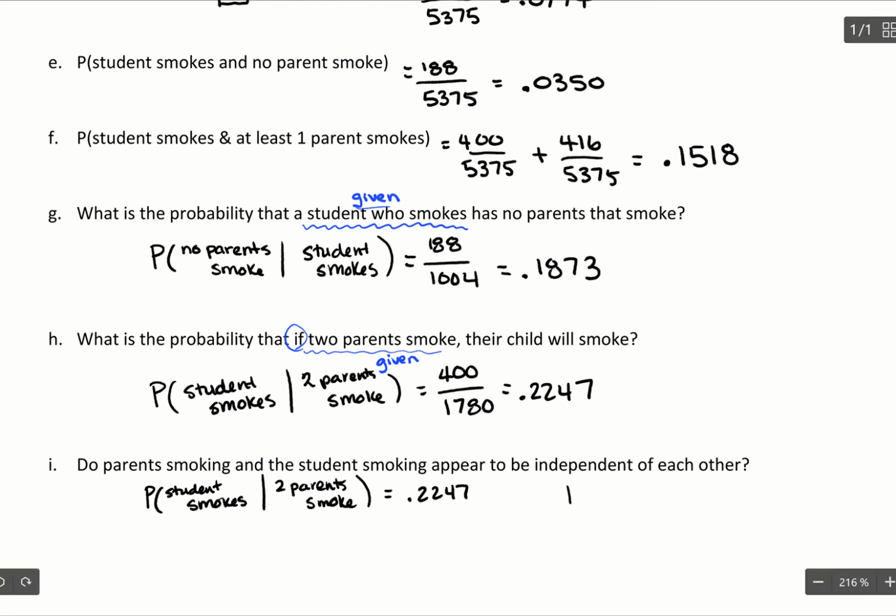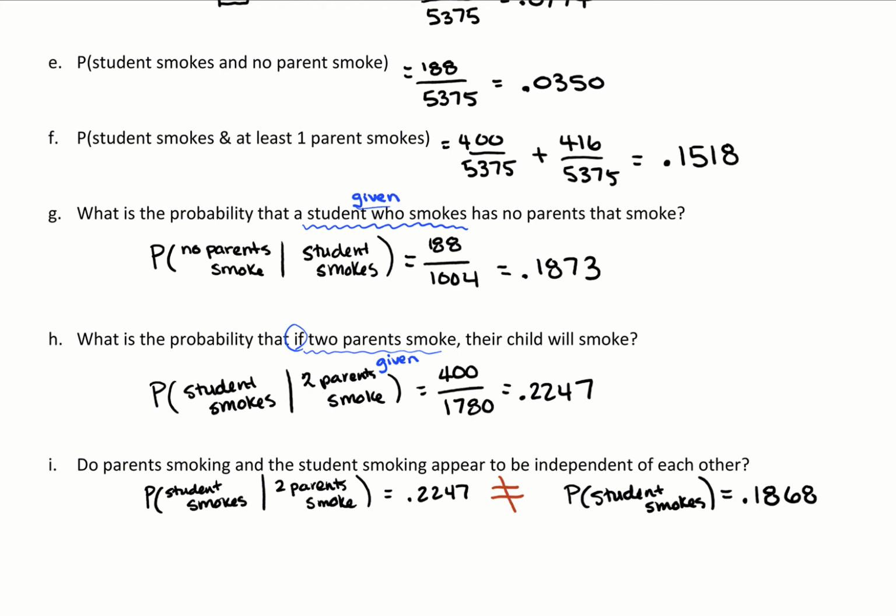If I look at the probability a student smokes, it should be unaffected by any given event. Meaning, if we have independence, if I calculate the probability of a student smoking, it should also be 0.2247 if they're independent of each other, essentially eliminating the need for any given events. So, we calculated this in part A, and that was the 1,004 out of 5,375. And what we can see is that came out to a different number of 0.1868.